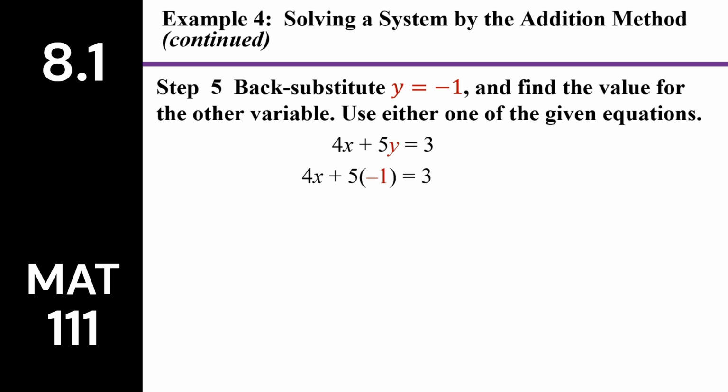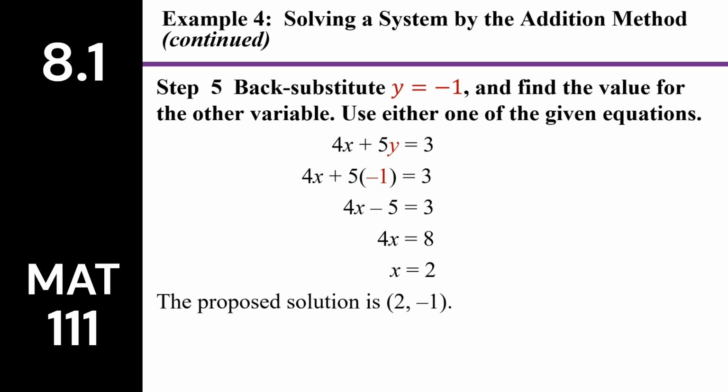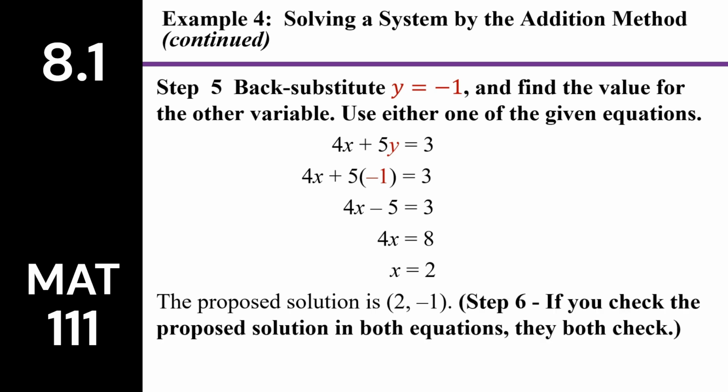Substituting that in, we simplify, we add 5 to both sides, and we divide both sides by the coefficient of x. This results in x equals 2. So our proposed solution is the point where x is 2 and y is -1. Step 6 is to check, and this point does check in both original equations. So our solution set is the set containing the ordered pair (2, -1).